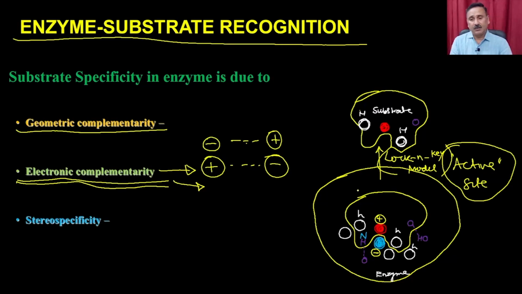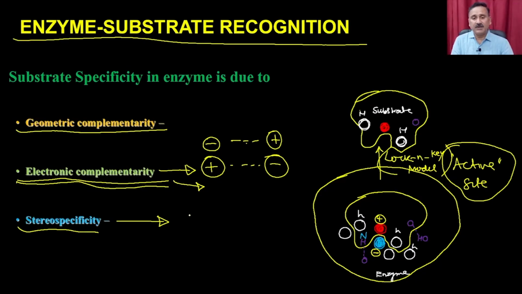Whereas in the case of hexokinase, it's going to have the electronic complementarity for the main type of sugar molecules. And then we have the stereospecificity. So stereospecificity means the enzyme is going to prefer a particular type of stereoisomer in the substrate. So mostly we are going to work with the L type of substrate rather than the D type of substrate, because the L type of molecule or isomeric molecules are mostly present.